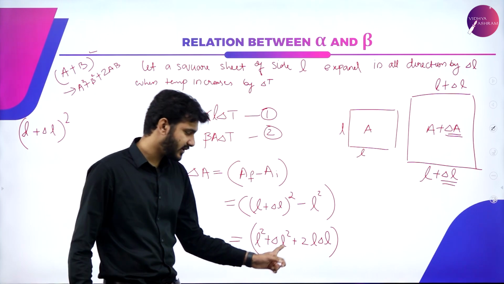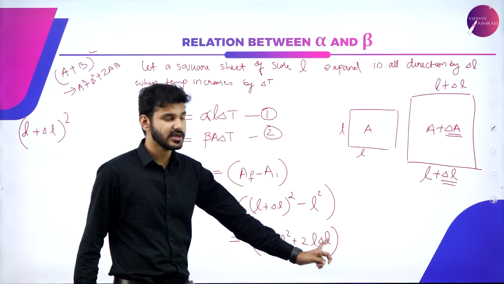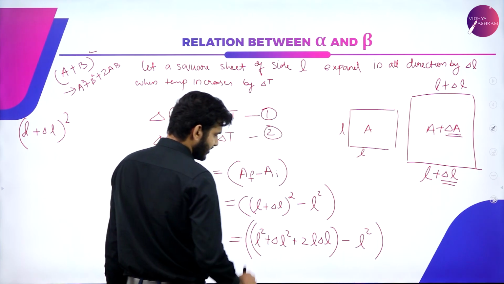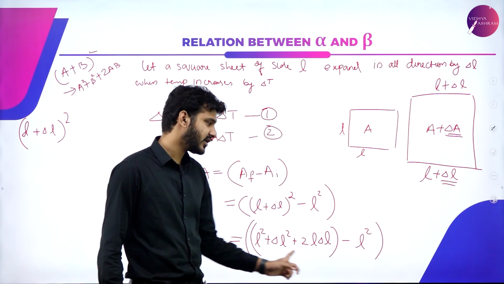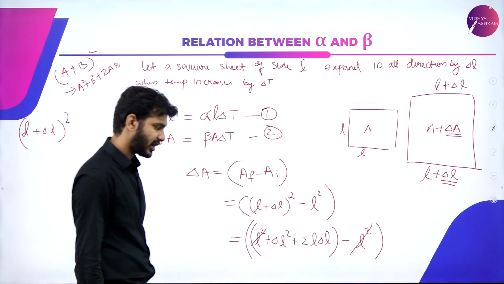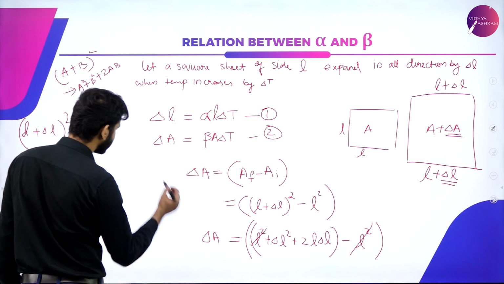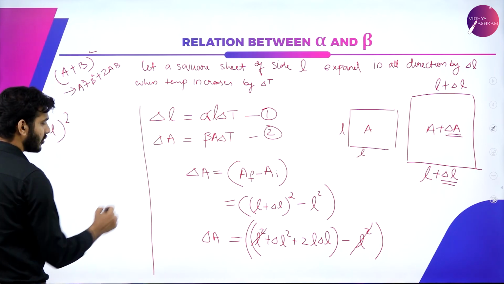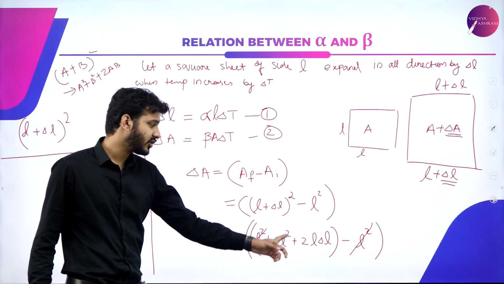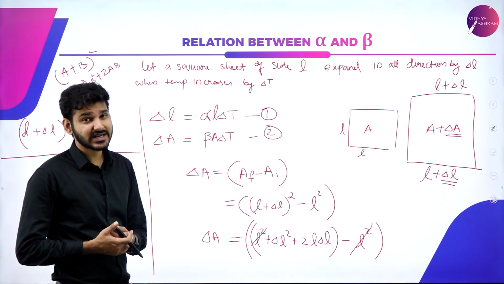So you have L square plus delta L square plus 2L delta L, minus L square. Again we can see a plus L square and a minus L square, which means these two quantities will cancel each other out, and the remaining quantities are simply, that is, the change in area is equal to delta L square plus 2L delta L.